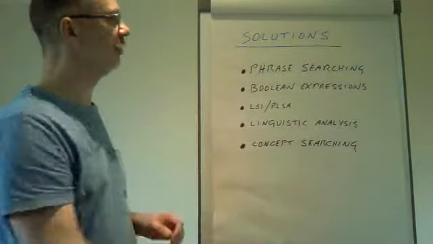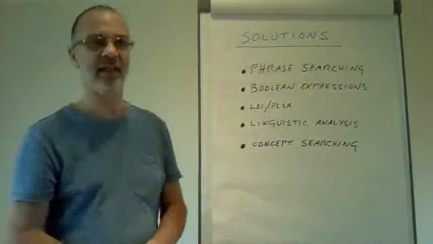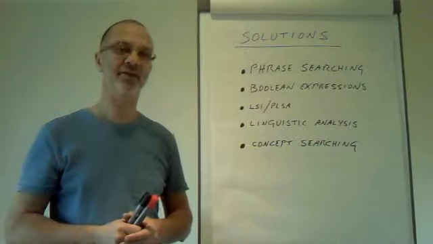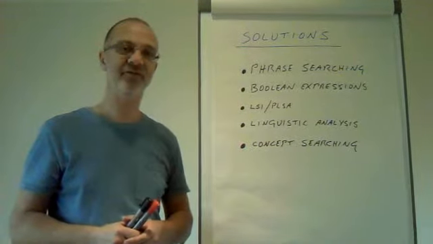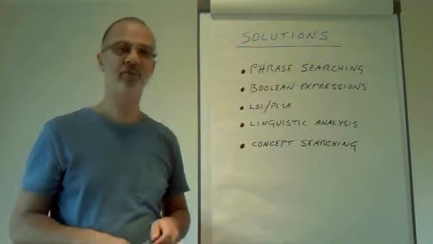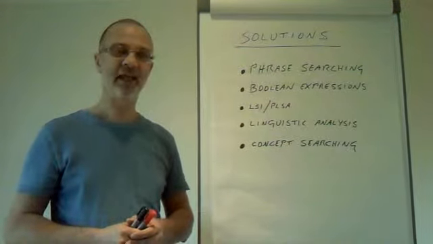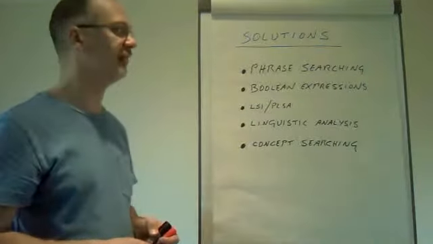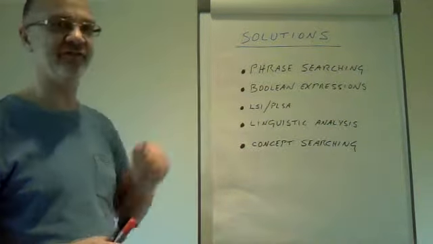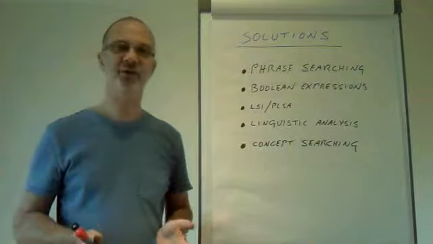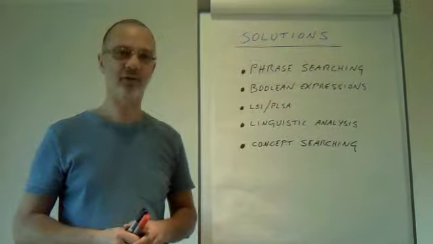Exactly the same is true with Boolean expressions. Some lawyers, some information scientists are very comfortable using complex Boolean expressions, but most of us aren't. Most of us don't use Boolean expressions typically. But when we do, they tend to suffer from the same problem. They're too precise. They improve precision, but at the cost of recall.